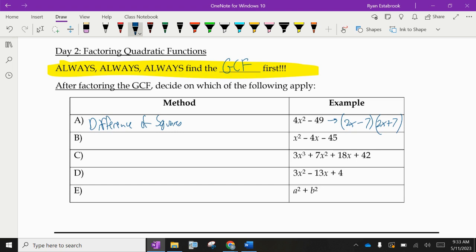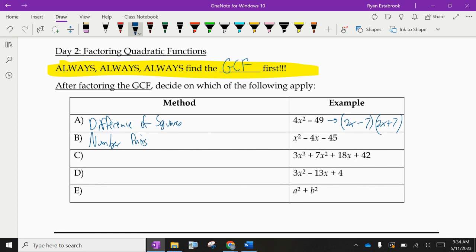Letter B. This time we have a quadratic, x squared. It's a trinomial because there are 3 terms, and the number in front of x squared, the leading coefficient, is just a 1. Do you remember what this method is called? Number pairs. Number pairs. Pair means 2.